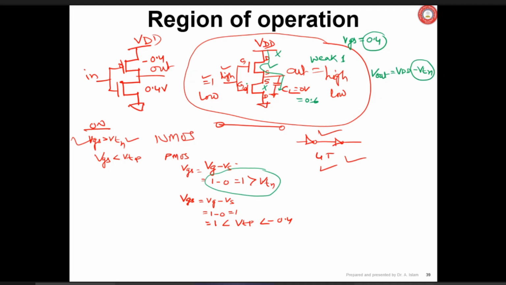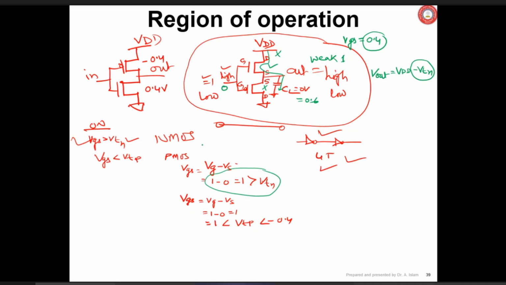So from this point of view, it is not bad. It is not getting on. If it is getting on, then there will be a problem for us. There will be a direct connection from VDD to ground. We don't want that. Now we'll take another possibility, that is we'll take now 0 as input.